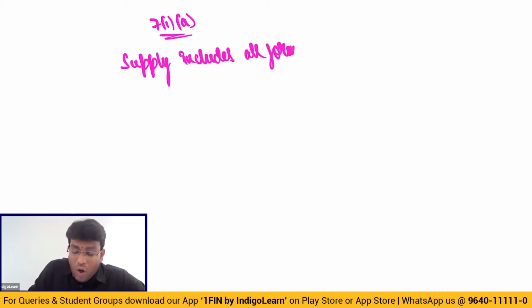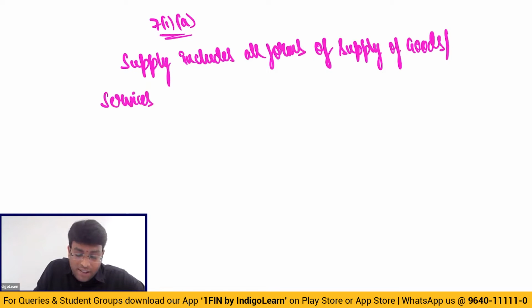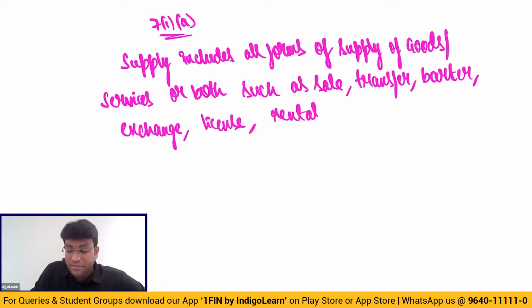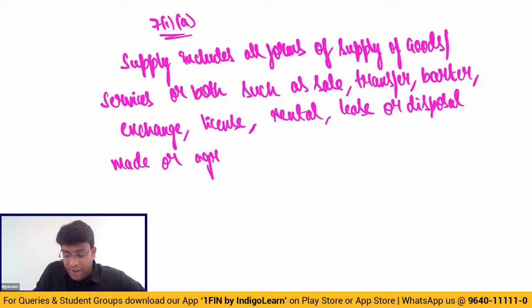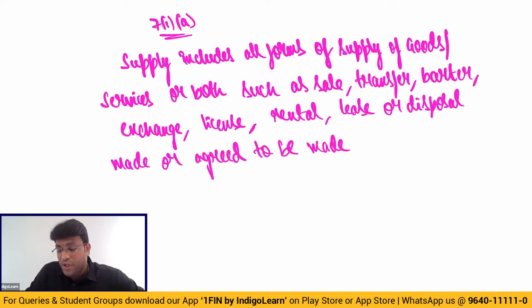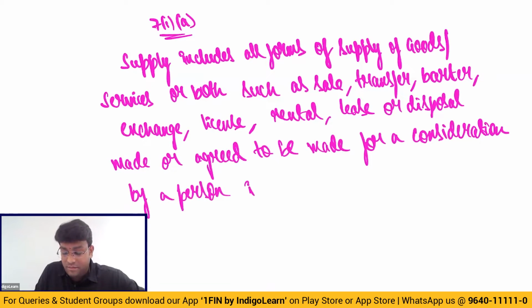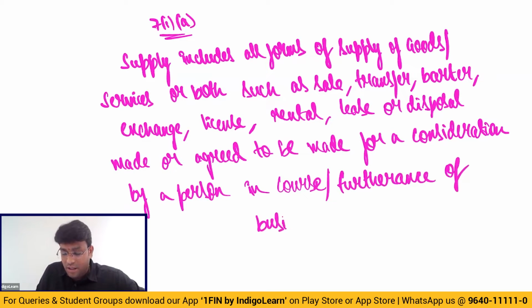7.1a says: supply includes all forms of supply of goods or services or both, such as sale, transfer, barter, exchange, license, rental, lease, or disposal, made or agreed to be made for a consideration by a person in course or furtherance of business. Come on, guys, what language did I write?